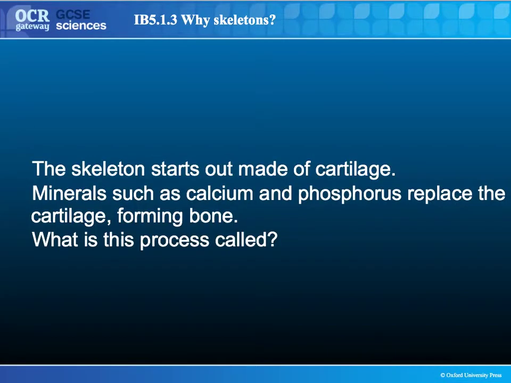The skeleton starts out made of cartilage. Now, this is a substance that's made up of mostly protein, and from about 6 weeks old in the womb, minerals start to be deposited onto the cartilage. These minerals are mainly calcium phosphate. This causes the cartilage to turn into bone. This process of cartilage turning into bone is called ossification.